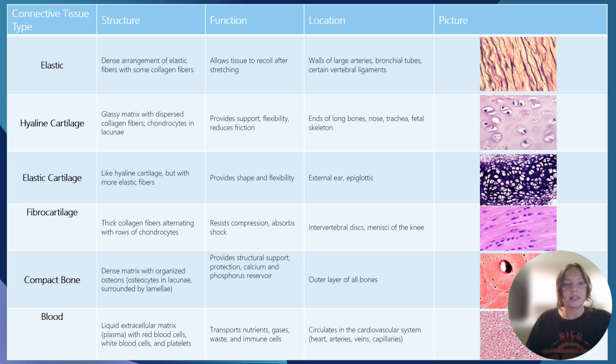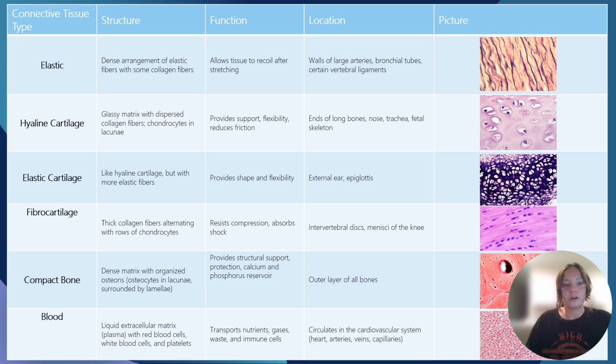Then we have elastic cartilage. This is like hyaline cartilage, but it has more elastic fibers. It provides shape and flexibility. You can find this within the external ear or the epiglottis, which is your tongue.